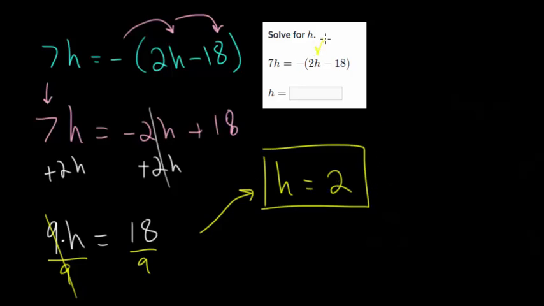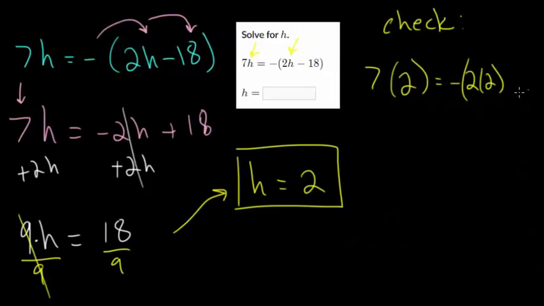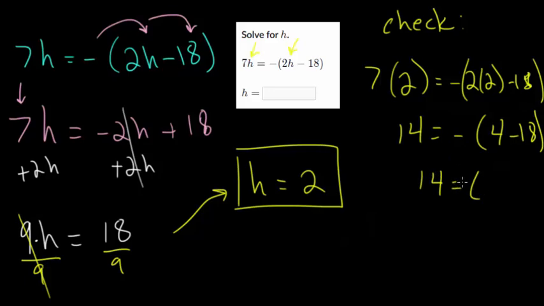We can plug this in to check. Actually, let me write check up here. Anywhere we see an h, so you get 7 times 2 equals minus, parentheses, 2 times 2, minus 18, and we'll see if that simplifies to something true. So this is 14 over here, and we get the opposite of 4 minus 18. But 4 minus 18 would be negative 14. So we want the opposite of negative 14, which is 14, which means we can feel very confident that h does, in fact, equal 2.